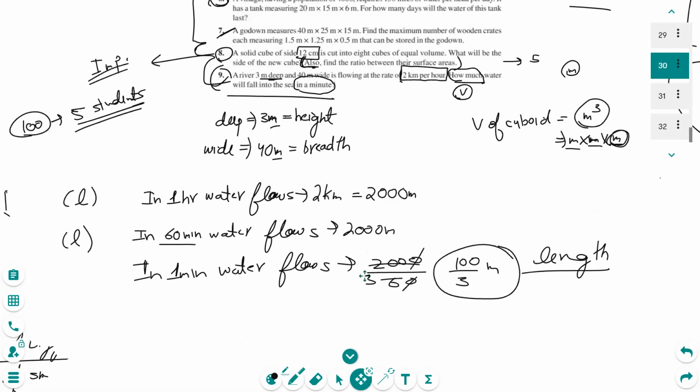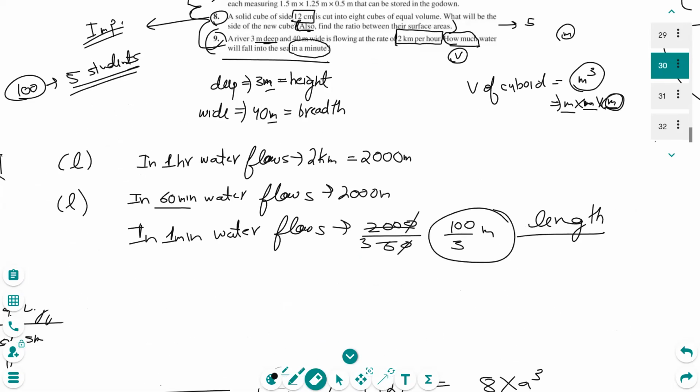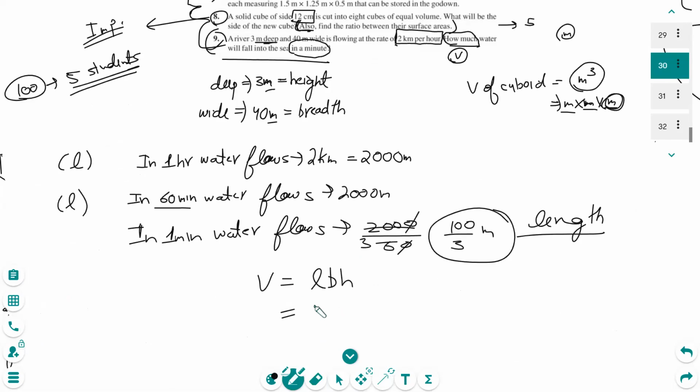Now we will just plug in the values for volume, and that will be my volume. That is how much water is flowing, right? So volume is LBH, that's the cuboid. So 100 by 3 times 3 times 40 times 3. This will cancel out. It's 4000 meter cube. So that's my answer. Let me repeat it again.